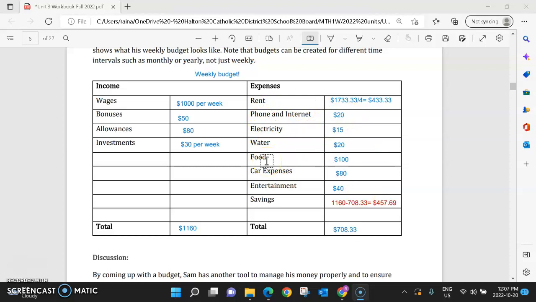It's pretty neat. So when you start to get a job or you get a credit card, that is something to take advantage of. Take advantage of the apps and how they help you budget for your expenses.